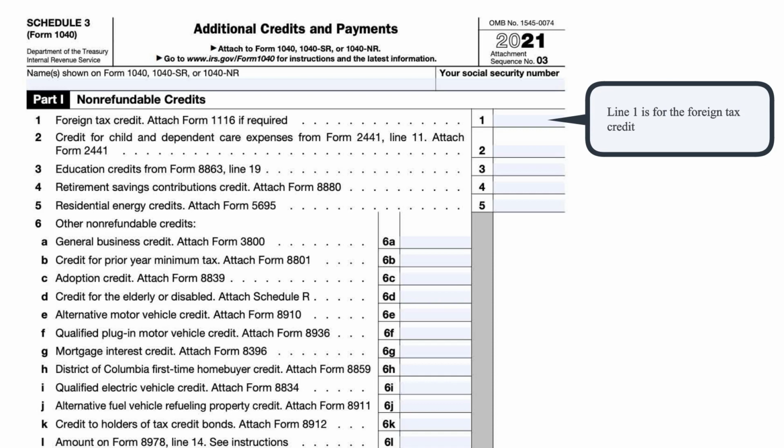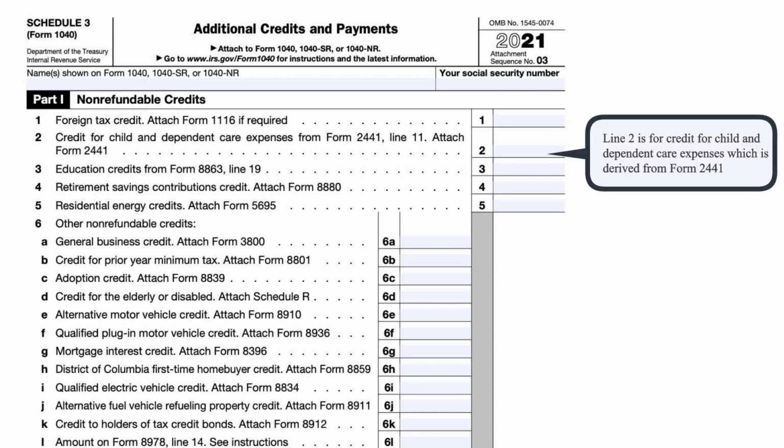Line 1 is for the foreign tax credit. The foreign tax credit is for income taxes paid to a foreign government as a result of foreign income tax withholding. Line 2 is the credit for child and dependent care expenses, which is derived from Form 2441.